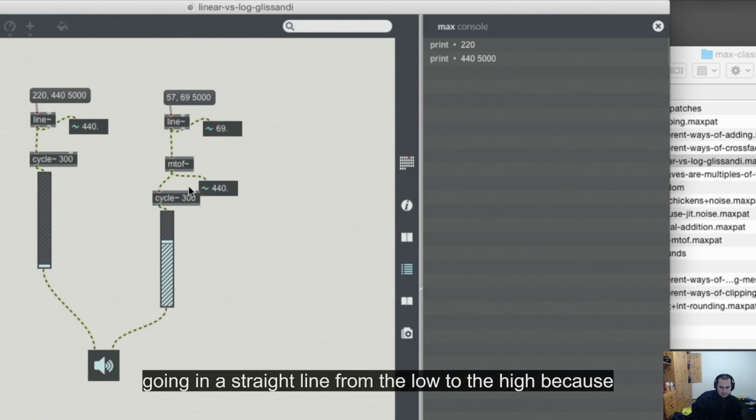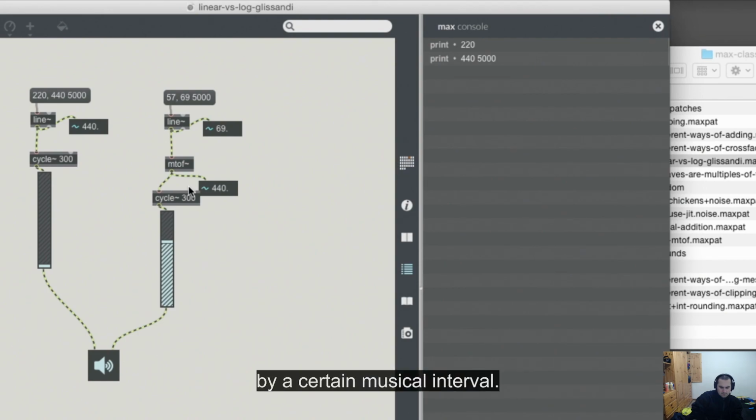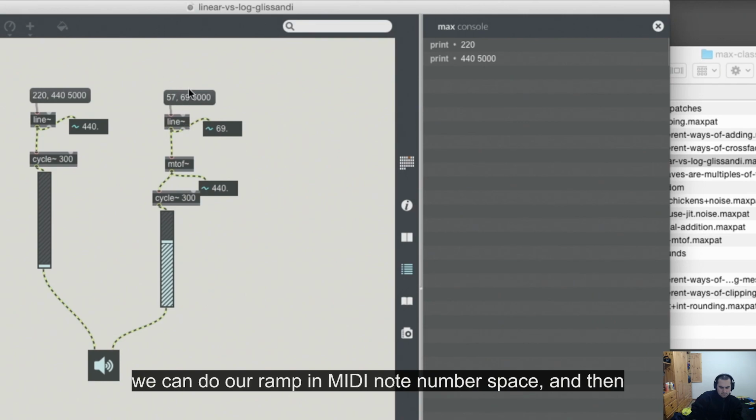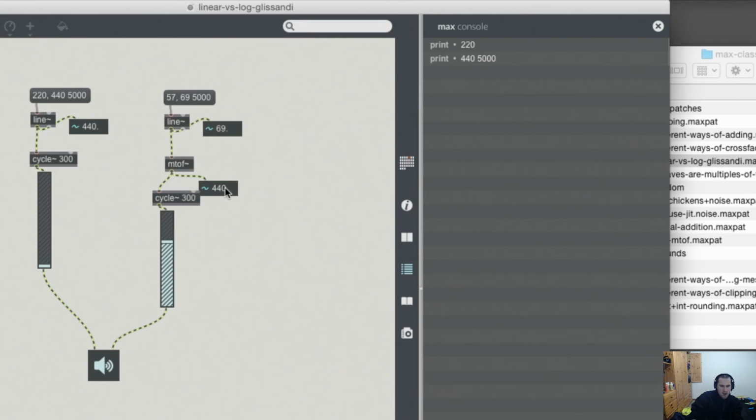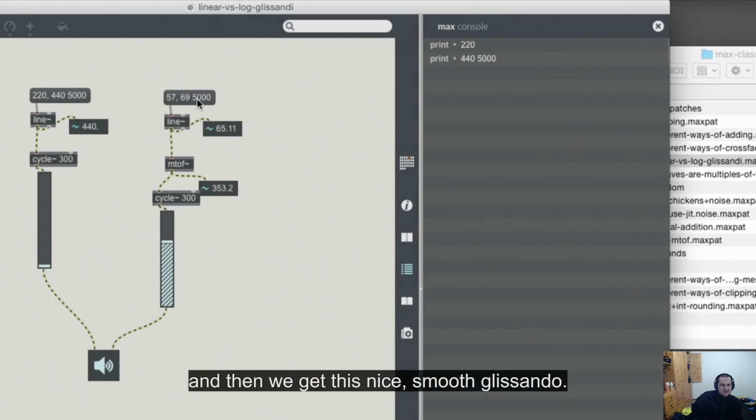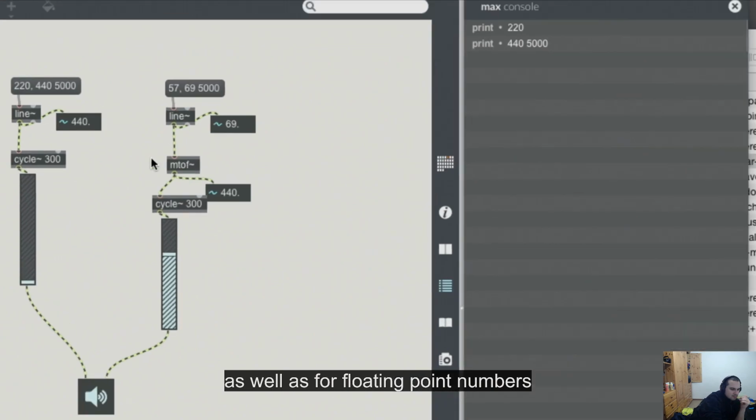It sounds like we're going in a straight line from the low to the high, because second by second, millisecond by millisecond, every time, for any unit of time, the output is increasing by a certain musical interval. So because we hear on this logarithmic scale, and because MIDI is a logarithmic scale, we can do our ramp in MIDI note number space, and then sample by sample in the signal domain, convert it to linear hertz frequency, and then we get this nice smooth glissando. By the way, this is another example of an object that exists for signals as well as for floating point numbers, because there's an M2F tilde right here that we're using.